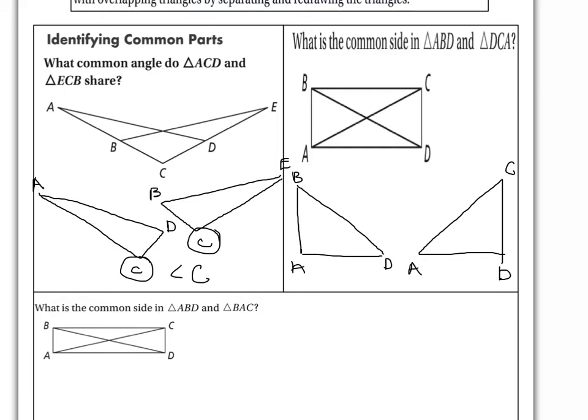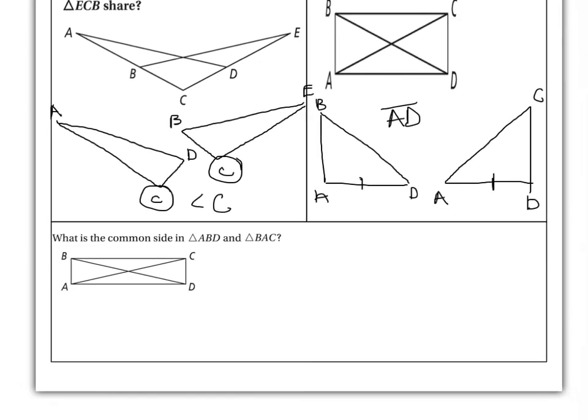Now, what you're looking for is the common side. What side do they both have that's exactly the same? As you look here, you can see they both have side AD. So side AD is the side that they have that is the same. So again, it's key to redraw your picture and be able to see these.